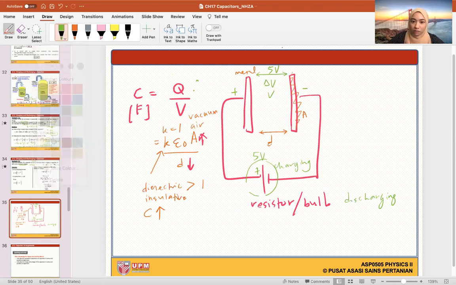What else? This is in coulomb. This is in voltage. This is in F, so don't get that confused.